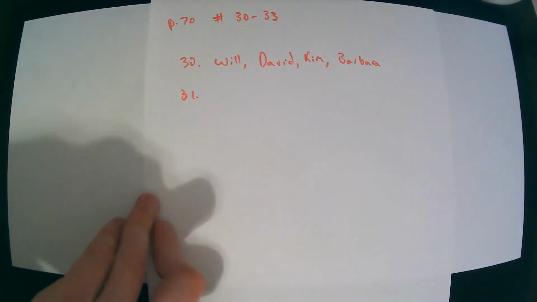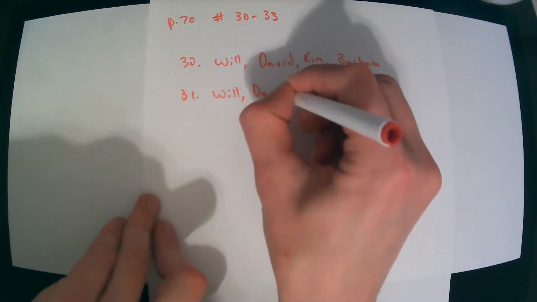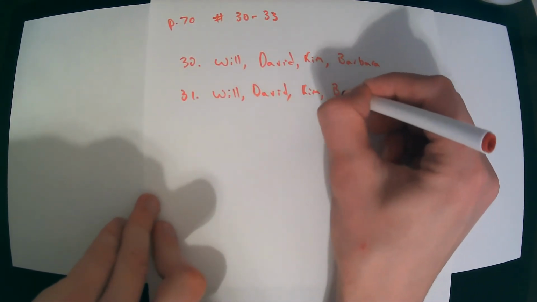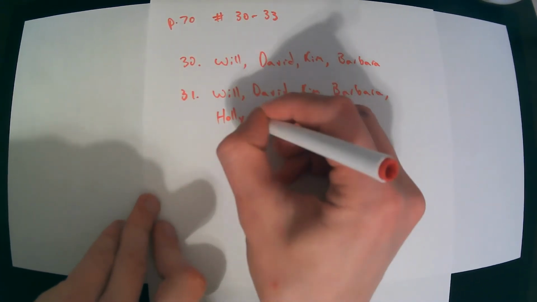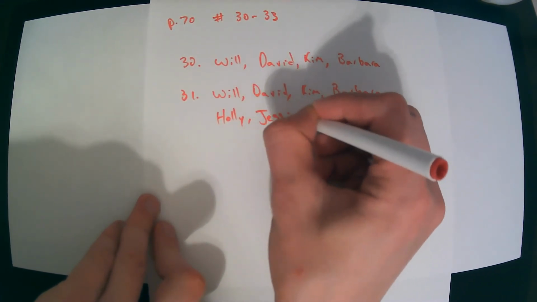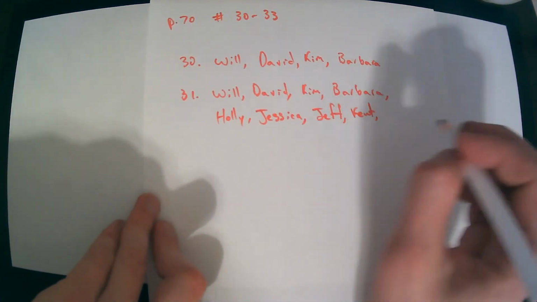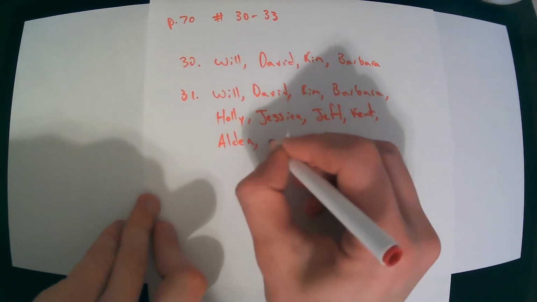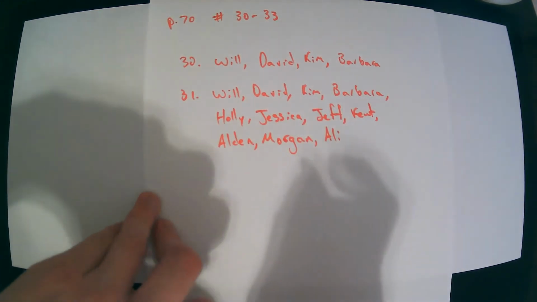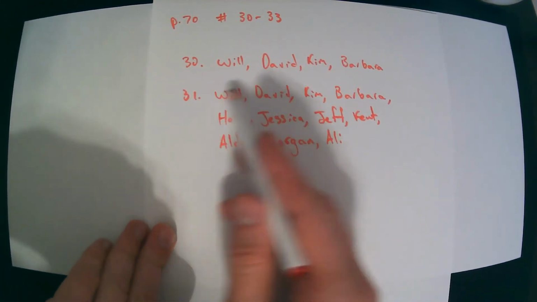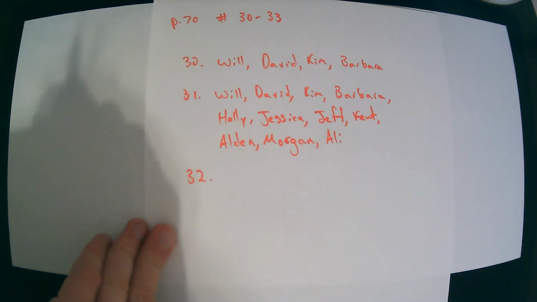Now, which students played tennis or volleyball? Well, that would be Will, David, Kim, because it says or, so they could be only playing tennis, or they could be in the middle, where Holly, Jessica, Jeff, Kent are, or they could be on the other side where they only played volleyball with these people. So, who played tennis or volleyball? Well, all of these guys. They played tennis, they played volleyball, and they played both. So, they all satisfy that statement.